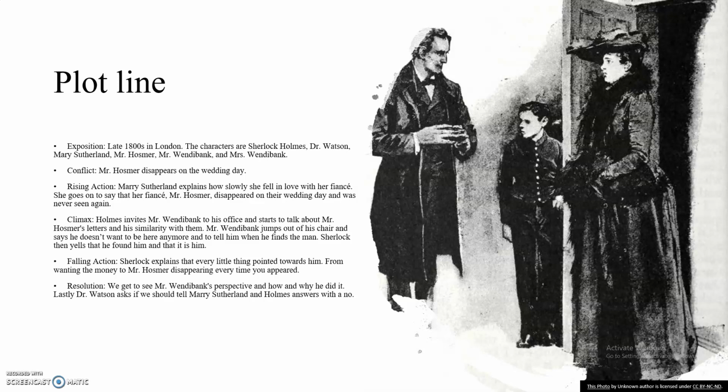The falling action. Sherlock Holmes explains to Dr. Watson how everything pointed towards Mr. Wendybeck, and that he wanted the money, and that Mr. Wendybeck would disappear, and Mr. Hosmer would reappear. Resolution. We get to see Mr. Wendybeck's perspective on how he did this identity, and how Mary Sutherland is never going to know about it.